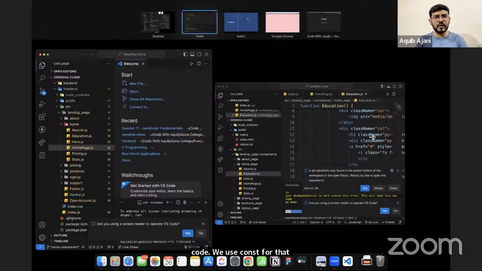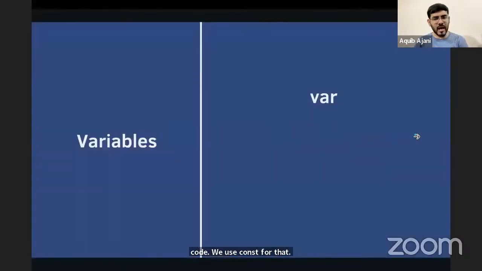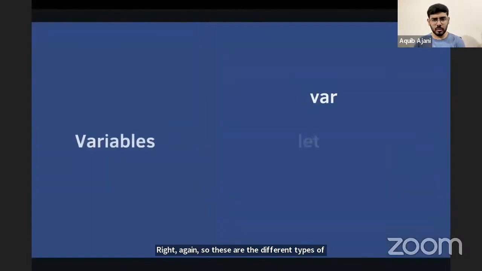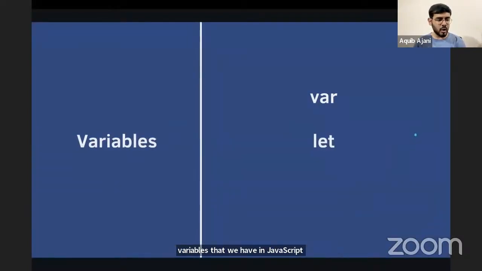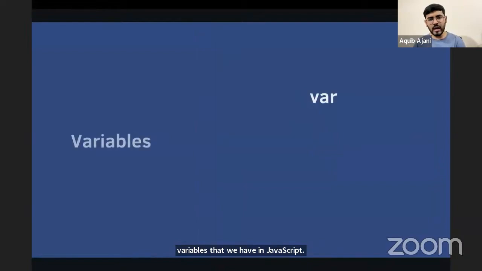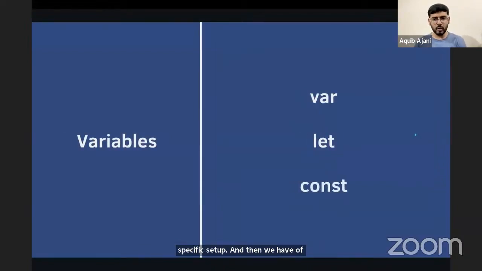So these are the different types of variables that we have in JavaScript. VAR is the normal one. Then we have let, which is a block specific setup. And then we have const, wherein the values cannot be modified.